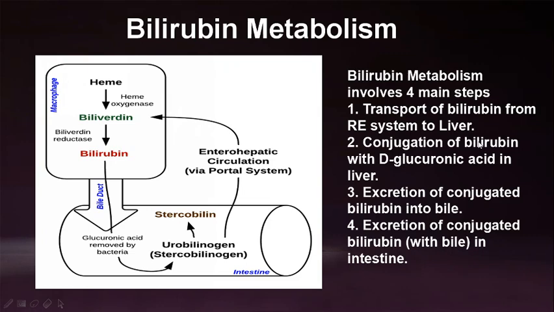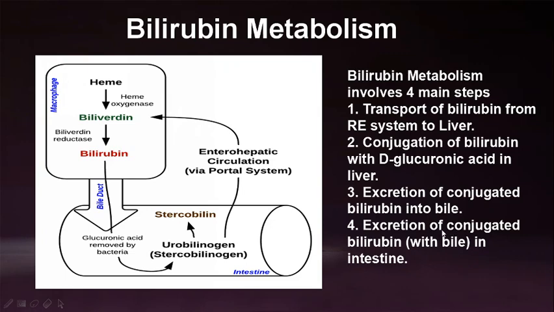This is the second stage. Okay, conjugation of bilirubin with D-glucuronic acid in the liver. So this unconjugated bilirubin is transported to the liver, where it gets conjugated into bilirubin monoglucuronide, or it can be conjugated into bilirubin diglucuronide with the help of the enzyme bilirubin glucuronyl transferase. This conjugated bilirubin is water soluble and it is secreted into bile. The third stage is excretion of this conjugated bilirubin into bile.